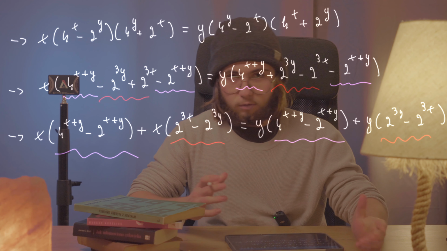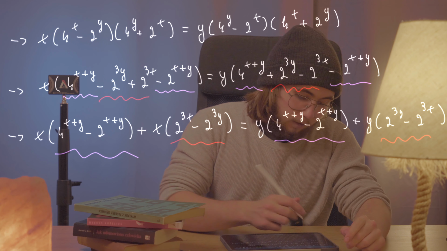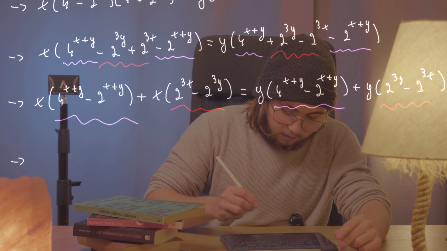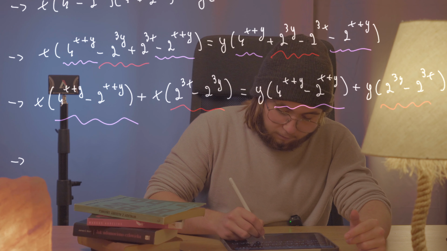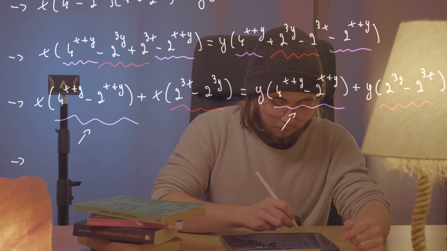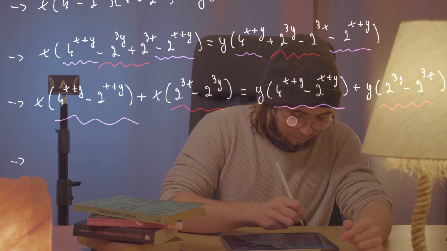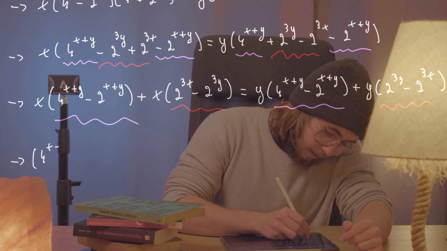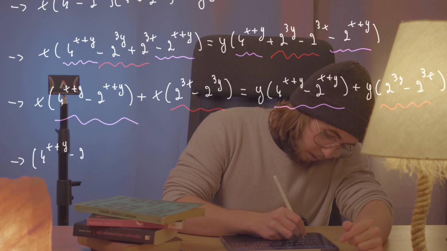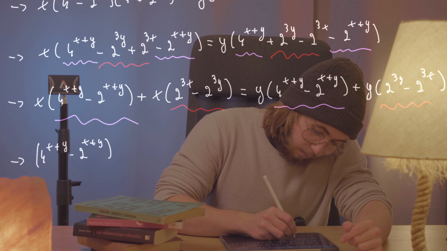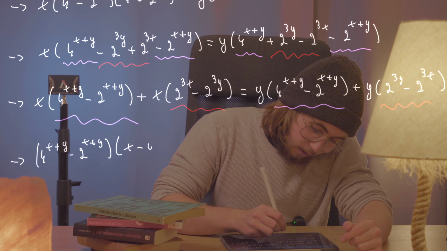And I really like them sitting on the right hand side. We can't really do anything with it. So let's bring them on our side. What we're gonna get is, well, let me actually go on and factor out those two guys right away, because I don't really want to rewrite all of that stuff once again. So 4 to the power x plus y minus 2 to the power of x plus y is gonna be multiplied by x minus y.